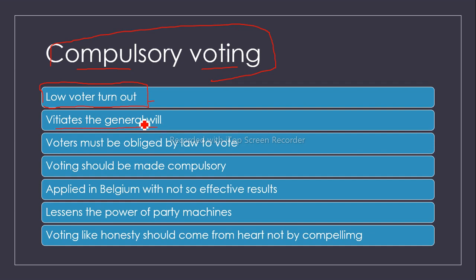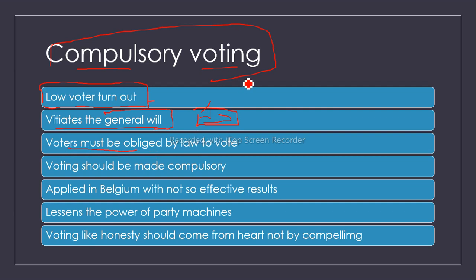The general will is the will of the people. The public opinion is affected badly, because when there is a low voter turnout, it means you are just trying to ascertain what the general will is by only a small part of the population that has cast its votes, and you don't know the opinion of the other population that has not cast its votes. So it vitiates the general will. What the public opinion is, you don't know about it.